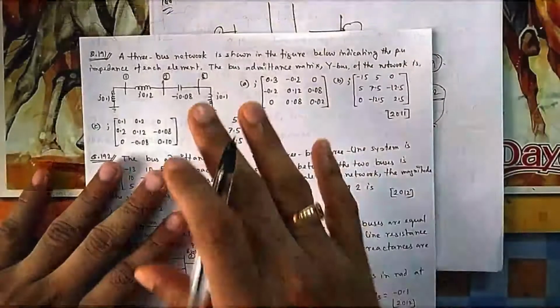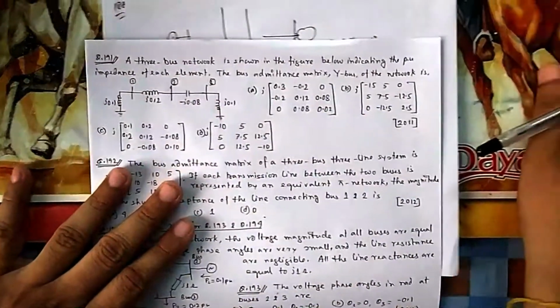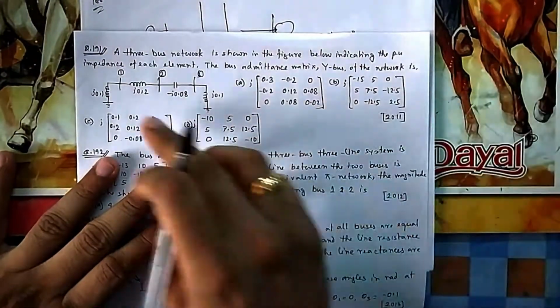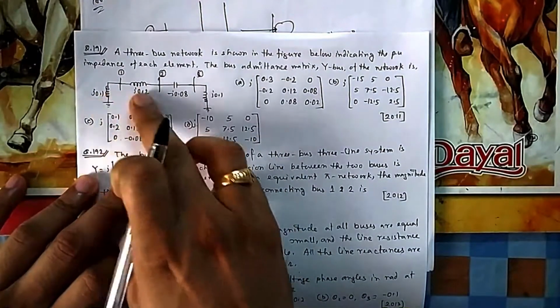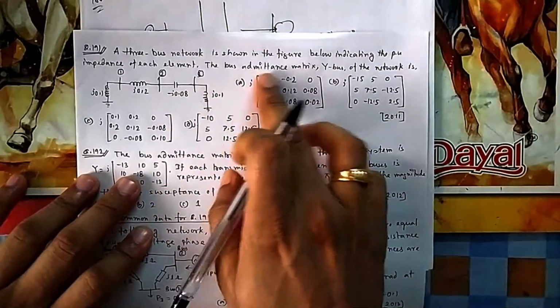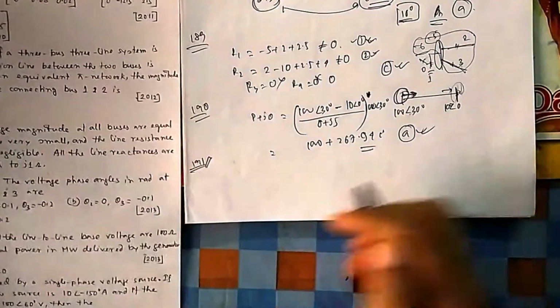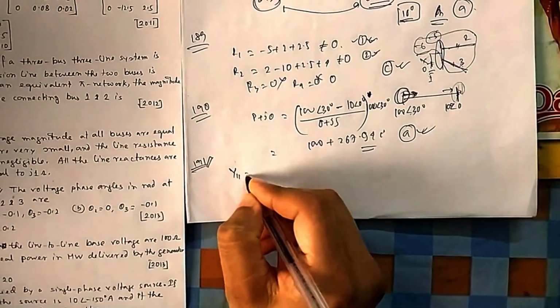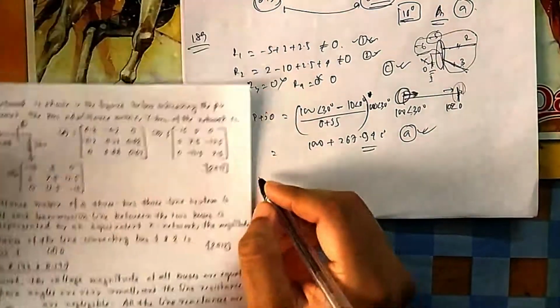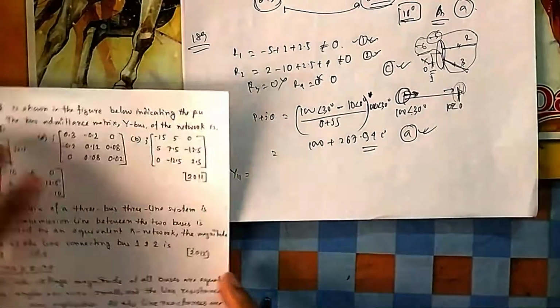Okay, in question number 191, a 3-bus network is shown in the figure below, indicating the per unit impedance of each element. So these are impedances in ohms. The bus admittance matrix Y bus of the network. So you can easily find it out, Y bus formation. So if you want to find capital Y11, what was this one? Capital Y11 is the element in Y bus.